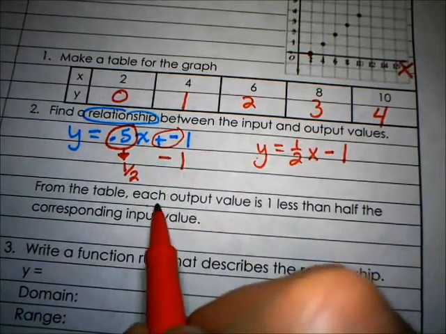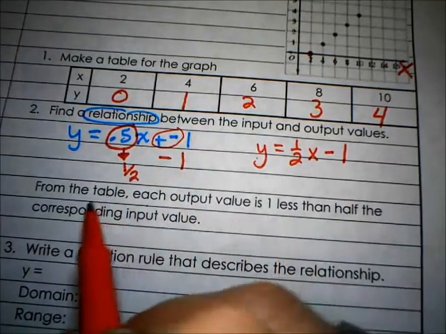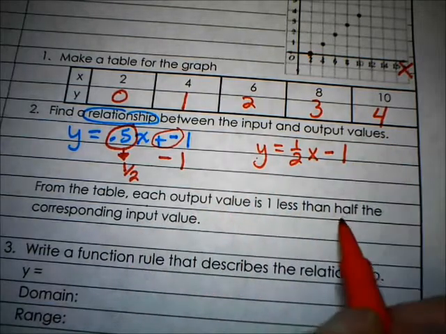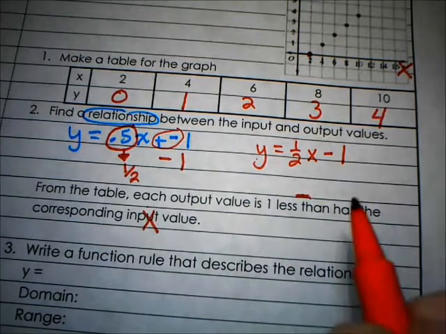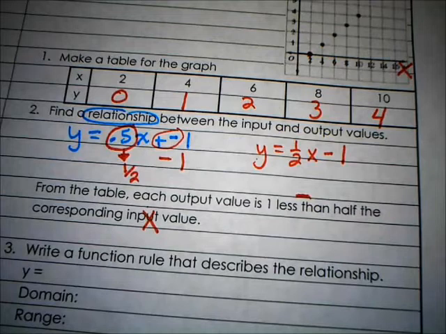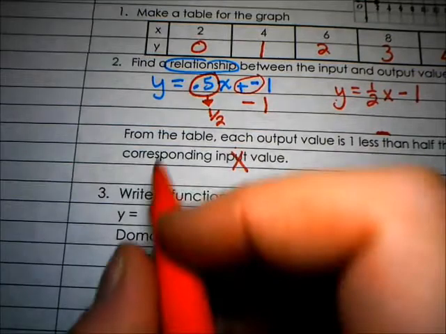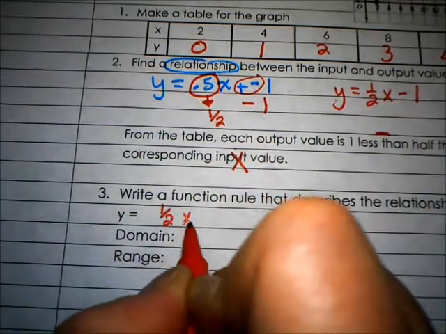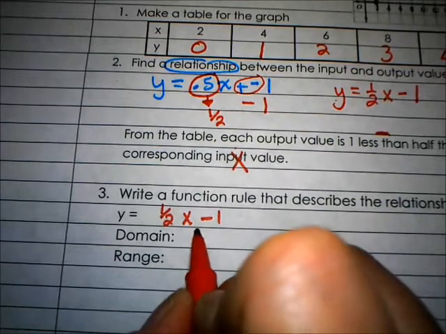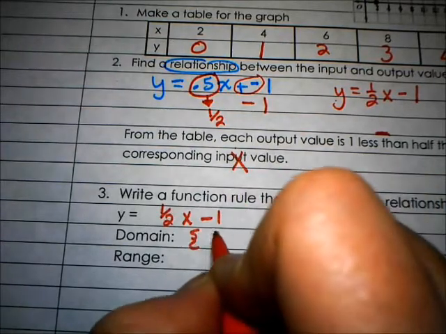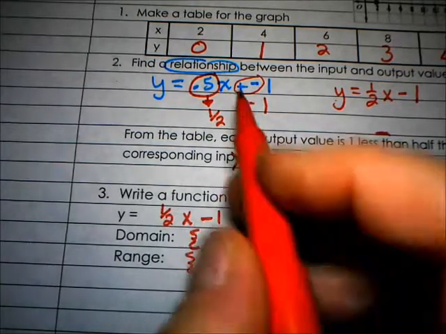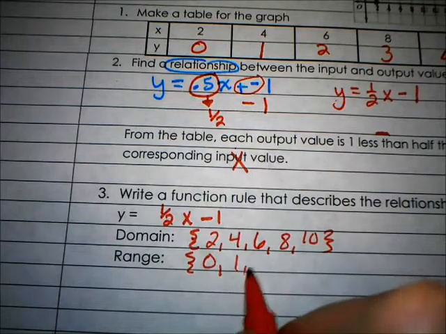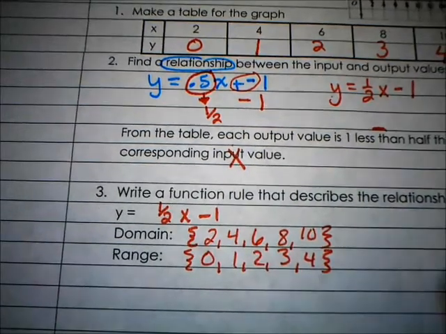Here it is written in verbal form. Each output value is 1 less than half the corresponding input. So half the corresponding input is your x's. Less than means you're subtracting and you have a 1. Okay, so on number 3 we wrote our equation up there at the top, 1/2 x minus 1. The domain, put your little ellipsis, will be 2, 4, 6, 8, and 10, and then the range will be the other numbers 0, 1, 2, 3, and 4.